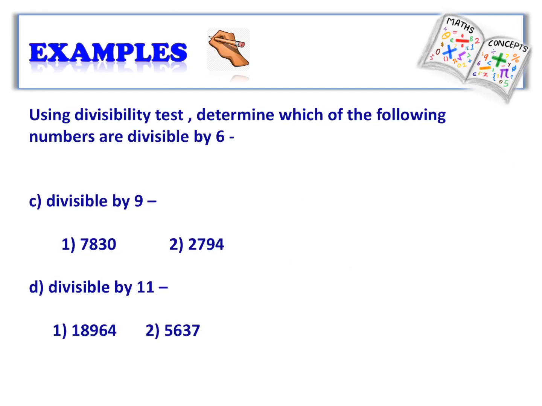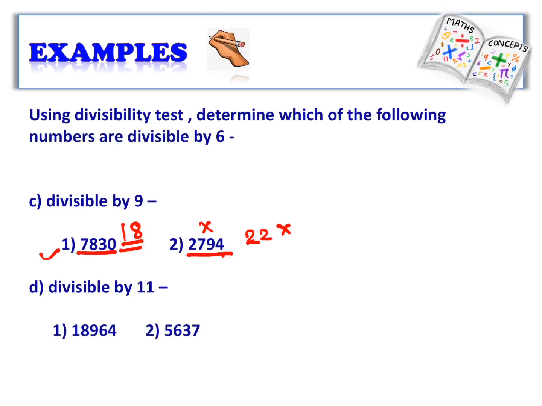Okay, next examples are to check divisibility test of 9. Divisibility test of 9 says the addition of all digits should be a multiple of 9. Here in this case, addition of 7 plus 8 plus 3 will be 15 plus 3, 18. Addition is 18, which is a multiple of 9, and we can say that 7830 is divisible by 9. Here addition of digits will be 7 plus 2, 9, plus 9, 18, plus 4, 22. 22 is not divisible by 9, and hence this number is not divisible by 9.